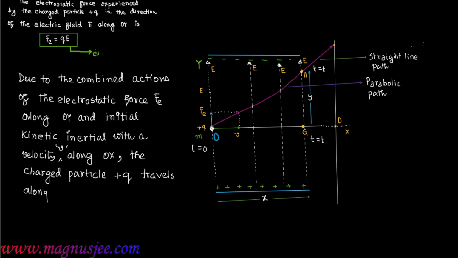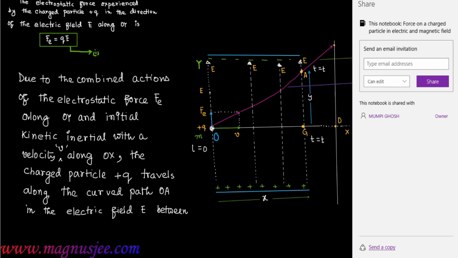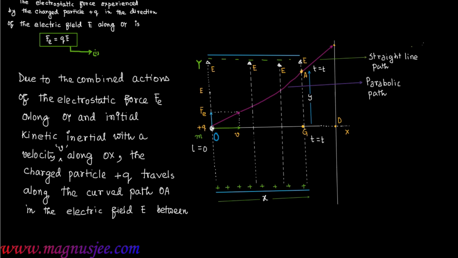the charged particle plus q travels along the curved path OA in the uniform electric field E, between the two plates Y1 and Y2. These are the two plates Y1 and Y2. Y1 is the negative plate and Y2 is the positively charged plate.